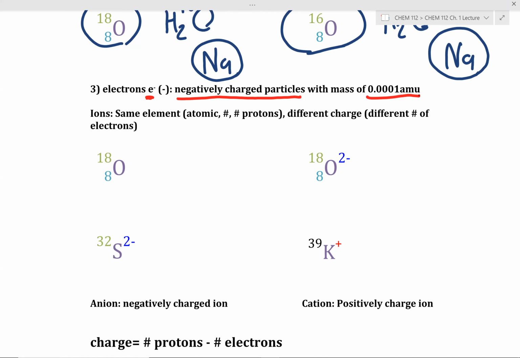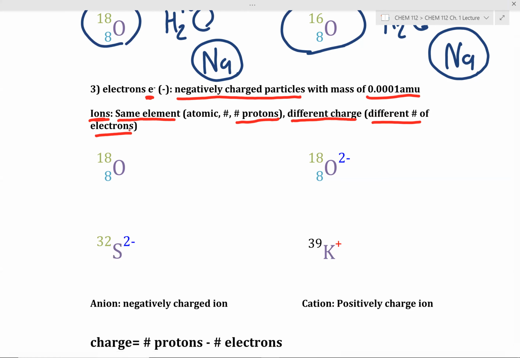Now, the main way that we see electrons prop up and affect properties and reactivity is when we start looking at ions. So in the case of ions, we are dealing with the same element. So if we're dealing with the same element, we have the same number of protons. The main difference for ions is that we have different charges. And as a consequence, we have a different number of electrons. So the only distinction between ions is that we have different numbers of electrons.